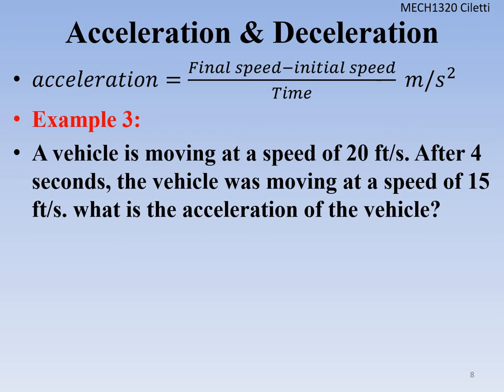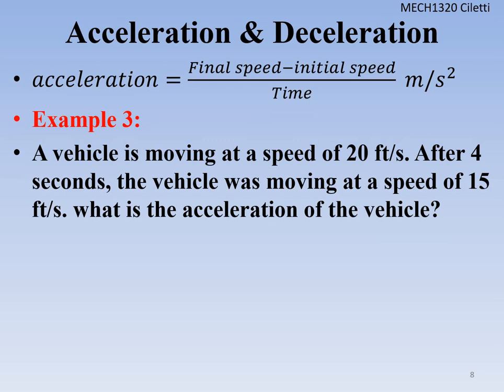We have a vehicle moving at a speed of 20 feet per second. After 4 seconds, the vehicle is moving at a speed of 15 feet per second. What's the acceleration of the vehicle? So in this problem, we have to identify the vehicle's moving 20 feet per second. We have to decide, is that our final speed or our initial speed? So after 4 seconds, the vehicle was moving at a speed of 15 feet per second. So since it's after 4 seconds, that's our final speed.